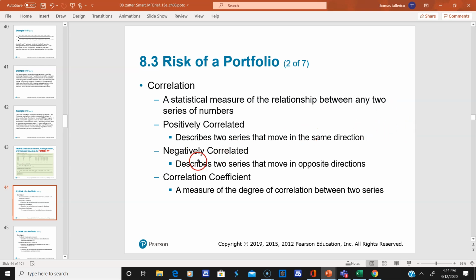But if 2 stocks are negatively correlated, they move in opposite directions. So if something's negatively correlated, one will move up, the other will move down, all right? They move in opposite directions, all right? So let's highlight this word here. This is important.